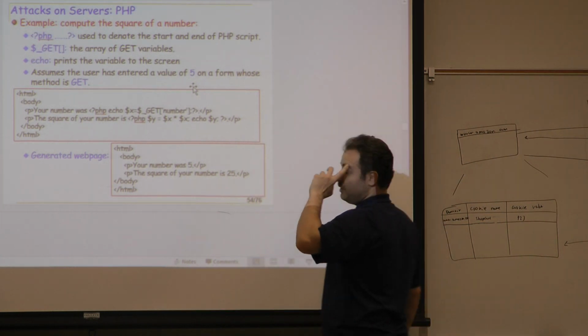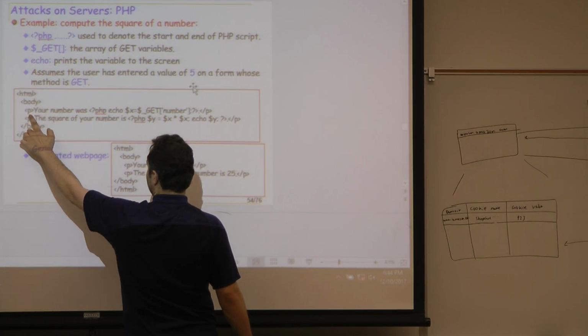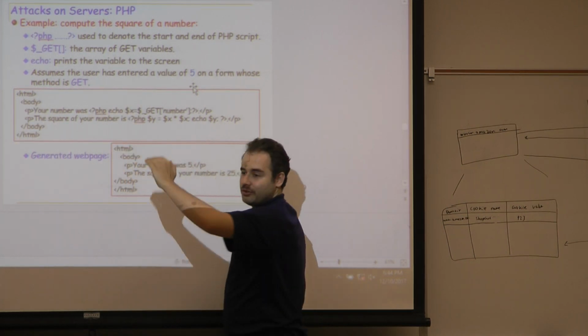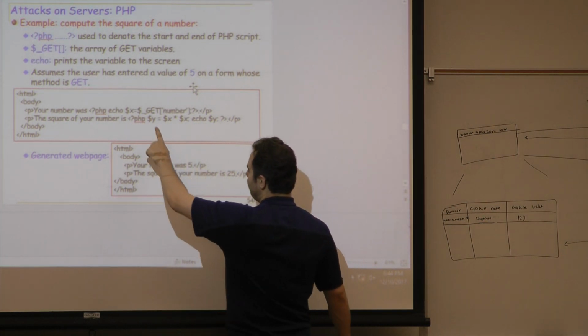So what the server is going to do is, as it's generating the page, it'll say, okay, HTML, showing that your number was, PHP code. So the server is going to execute the PHP code to do the following.